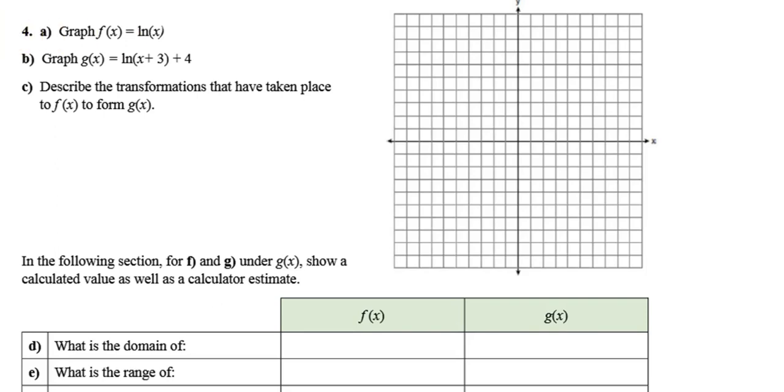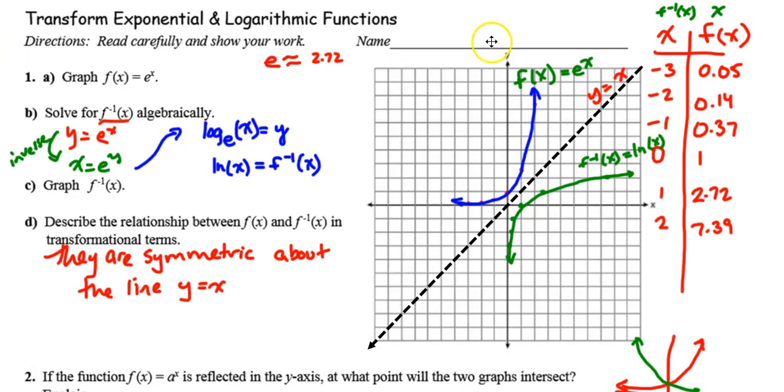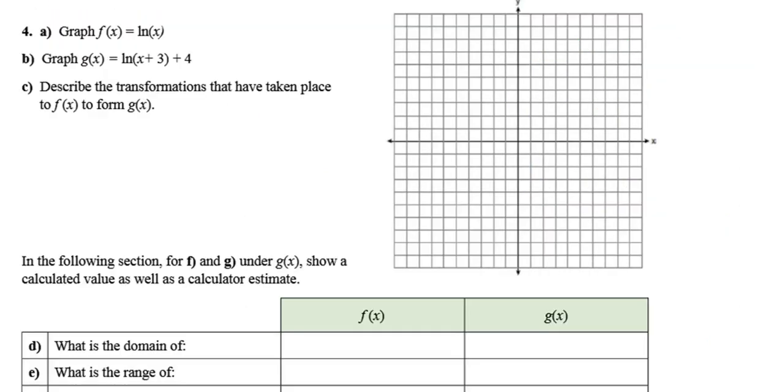If you remember, in our previous video, we found the table for e to the x, and then we inverted that table. We changed all the x's to y's and vice versa. So I'm going to be plotting these points, 0.05, comma, -3, etc. So go ahead and plot those points, play the recording when you're ready to proceed.